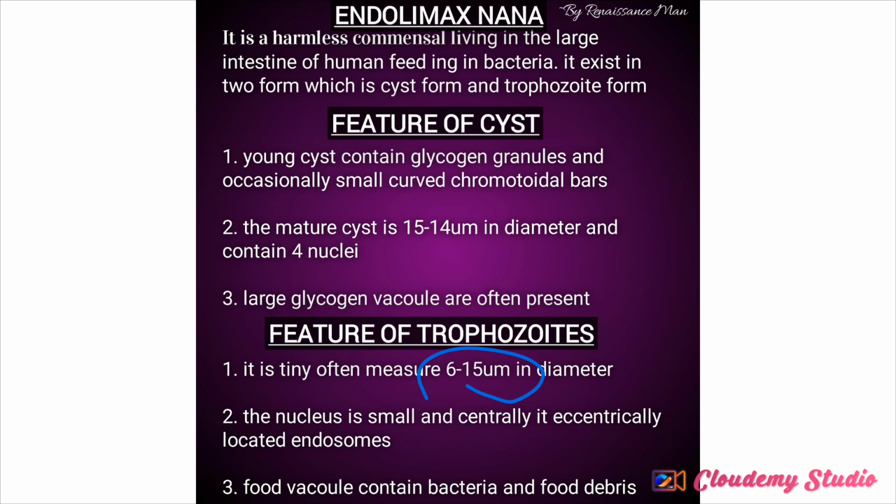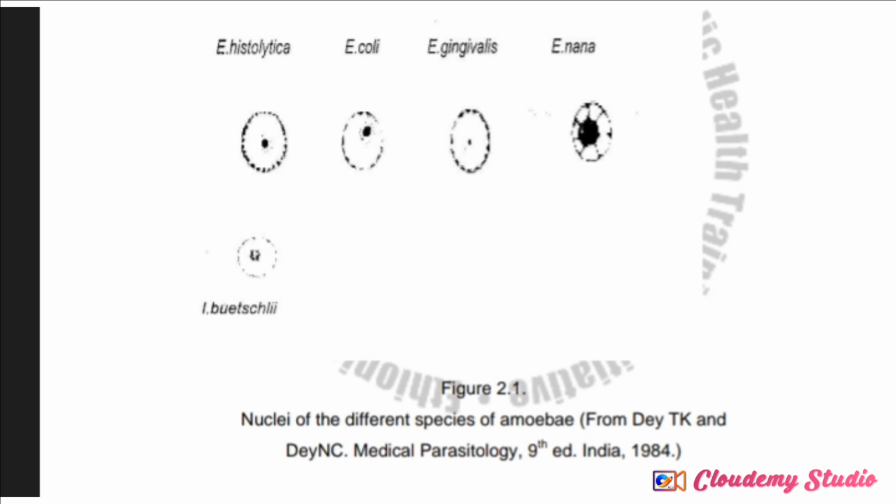Now, look at it. This is an image by EPHI, that is Ethiopia Public Health Institute. You understand? Now, this is the nuclei of representative amoeba. Now, look at it. Can you see for histolytica, it is centrally placed. For coli, it is not central, it is eccentric.